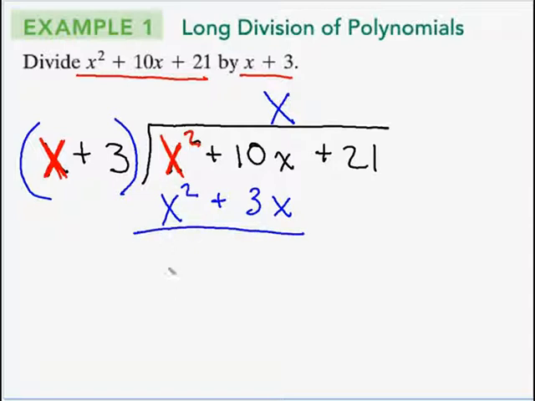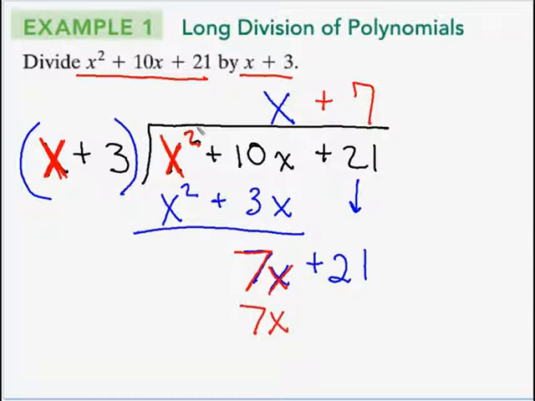X squared minus x squared is nothing, and that's what we always want to have happen here. And then 10x minus 3x is 7x. Bring down the next term, 21. Again, just concentrate on the leading terms. Here is a 7x. Something times x is 7x. Well, it's got to be a 7. 7 times x is 7x, and 7 times 3 is 21.